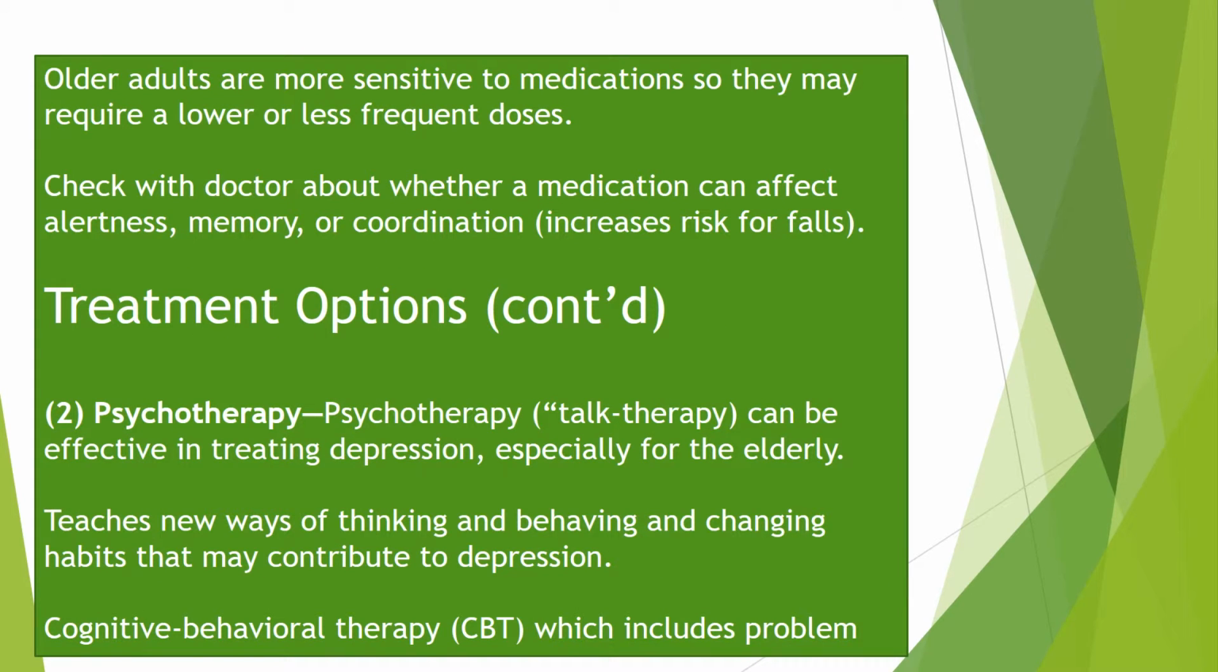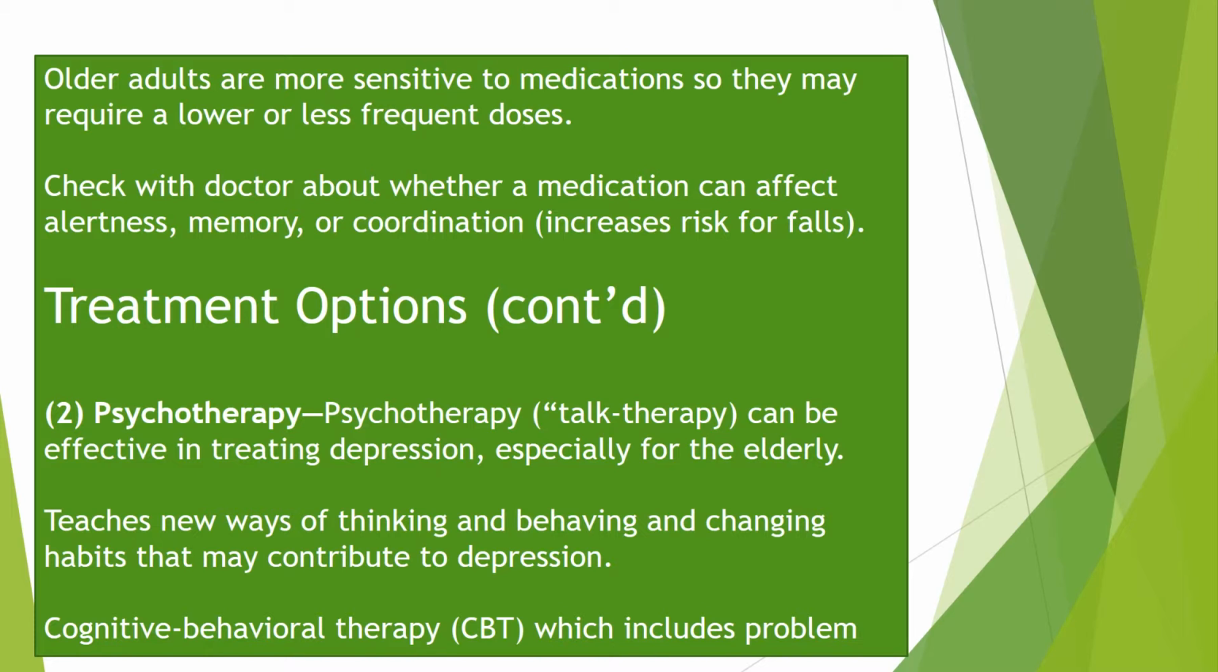Another risk factor to take into consideration is that older adults are more sensitive to medications, therefore they may require a lower or less frequent dose. One of the main things to remember is that before starting a new medication, older adults and family members should check with the doctor about whether a medication can affect alertness, memory, or coordination to help ensure that the new medication does not increase the risk for that older adult to fall.